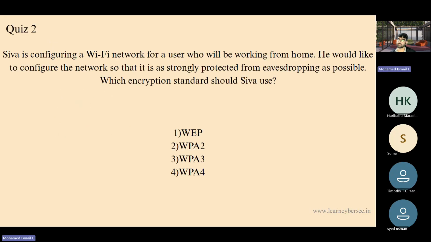Quiz 2. Siva is configuring a Wi-Fi network for a user who will be working from home. He would like to configure the network so that it is as strongly protected from eavesdropping as possible. Which encryption standard should Siva use? We have four answers and need to find which one Siva should select to secure. The first one is WEP, Wired Equivalent Privacy, which is breakable. WPA2, yeah, could be. WPA3 is the most secure. WPA4 does not exist. So WPA3 is the answer.